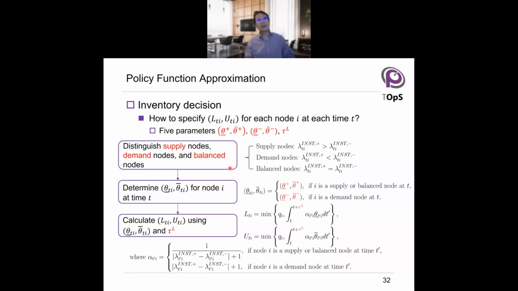Sorry about that. Once we decide on the supply node, demand node, or balance node, we use two sets of parameters. When the node is a supply or balance node, we use theta plus, the overscore, as the parameter. When it is a demand node, we use this minus theta as the parameter. And you see that we use this tau L to look ahead tau L times for the estimation. And the alpha depends on whether the difference between arrival and departure rate is large or small. So if we look at the lower one, meaning it's a demand node, and if the demand is larger, meaning the departure rate is larger, then we need to increase the upper bound.